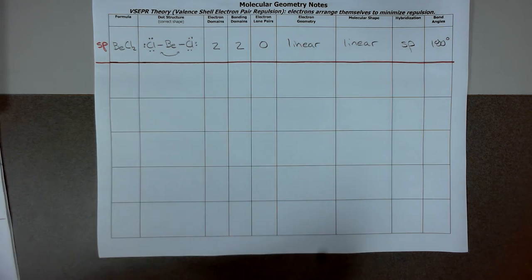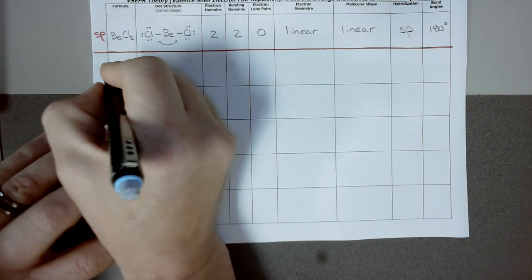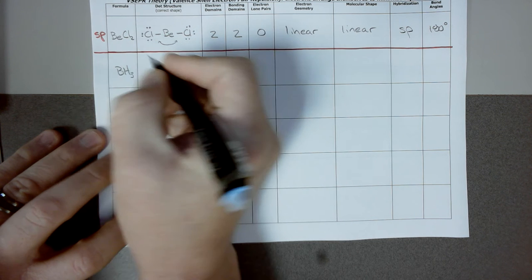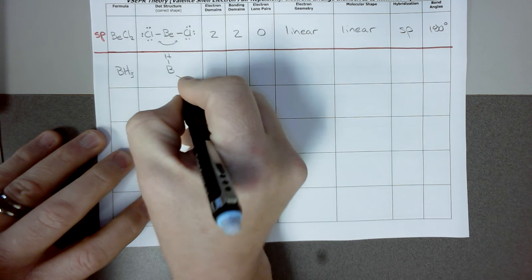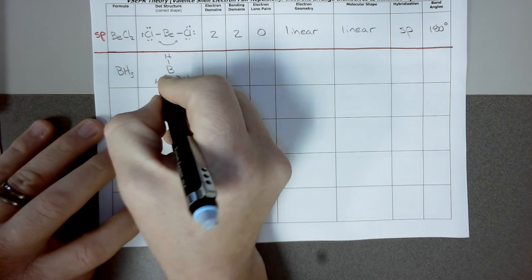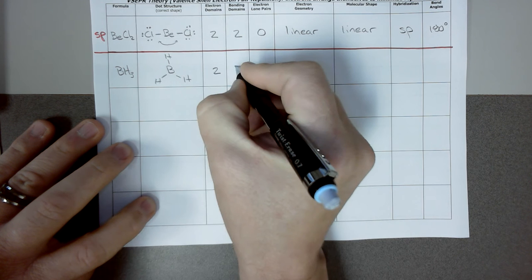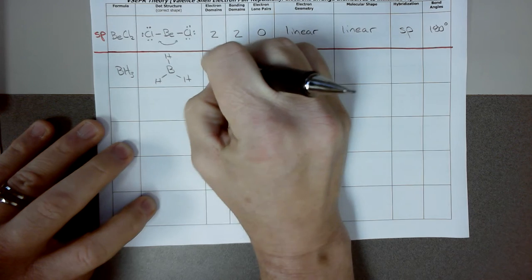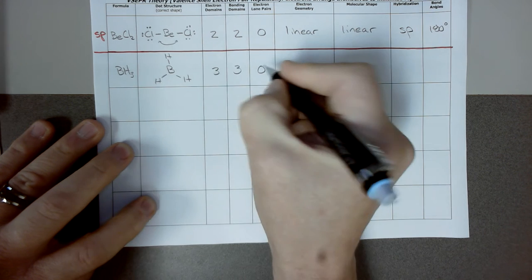The next one we're going to start off with is boron trihydride, and so that's going to be a boron in the center, and then hydrogen, hydrogen, hydrogen. So we have 1, 2, 3 electron groups, 1, 2, 3 bonds. Whoops, I wrote 2, so I meant to write 3. Let me fix that. 3 electron groups and no lone pairs.